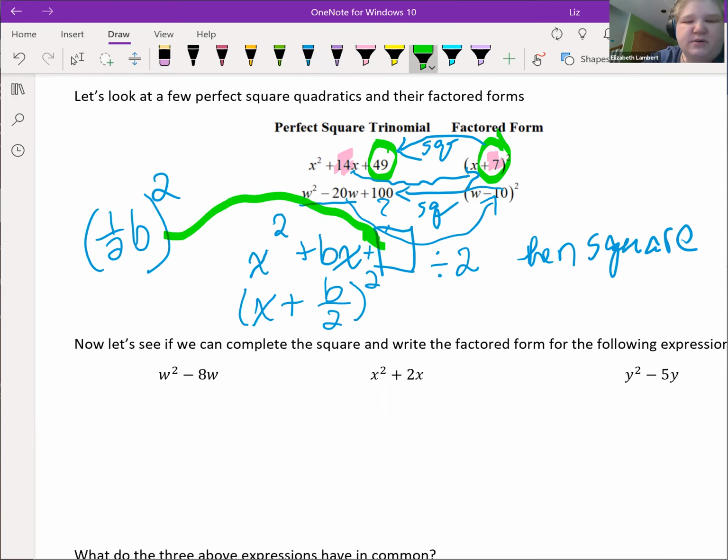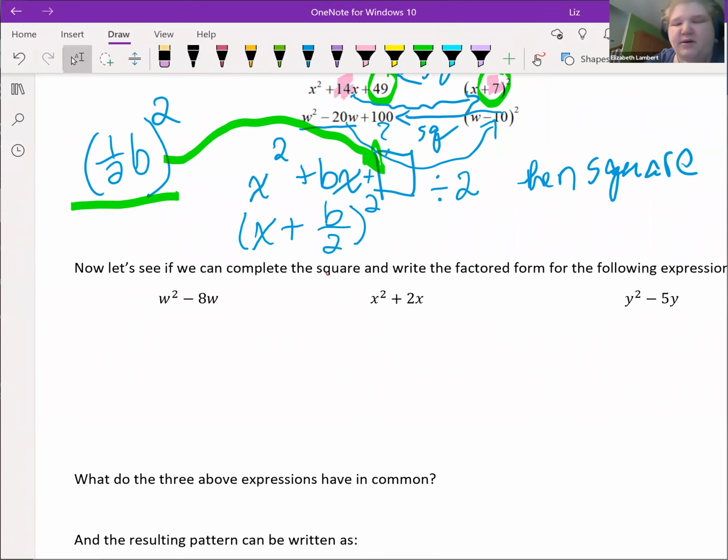This goes here. So this is the term that completes the square. That is how many I would need to add in order to construct a square that is x plus b over 2 units wide and long.